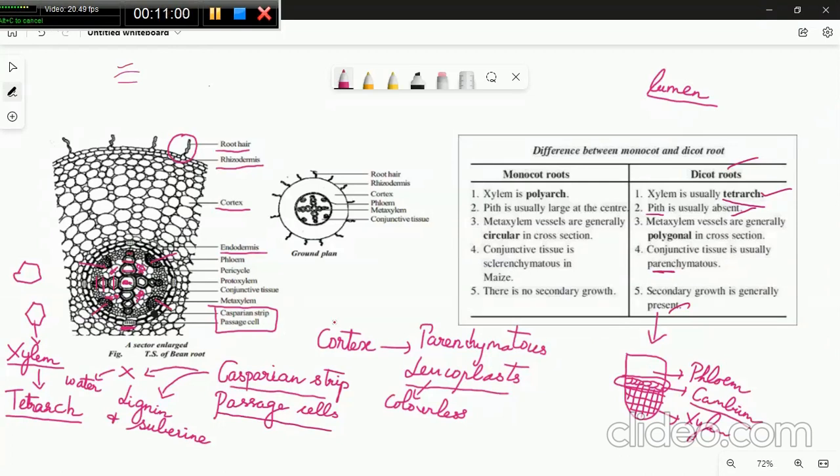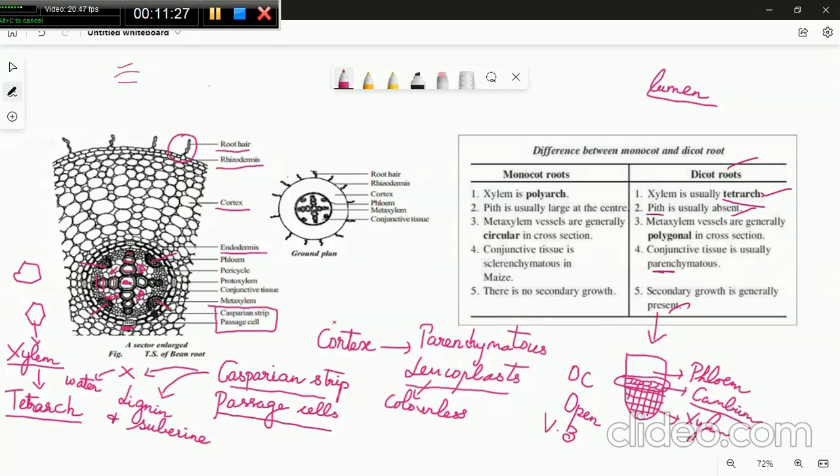Now this kind of vascular bundle is called open vascular bundle. Open vascular bundle. Just remember it as open. Open vascular bundle means what is going to be present there? Cambium is going to be present there. Understood? So this is the open vascular bundle system in dicot root.